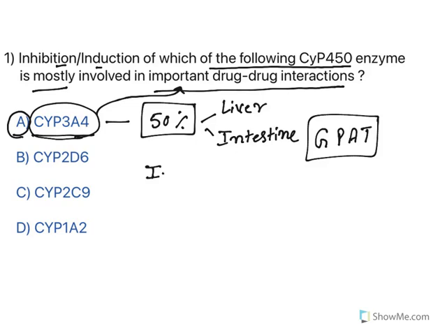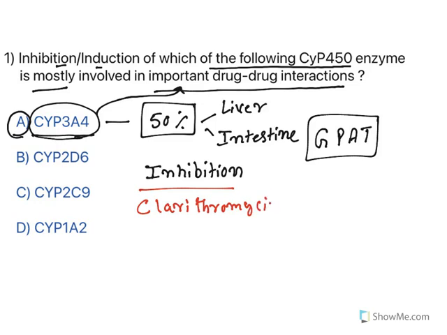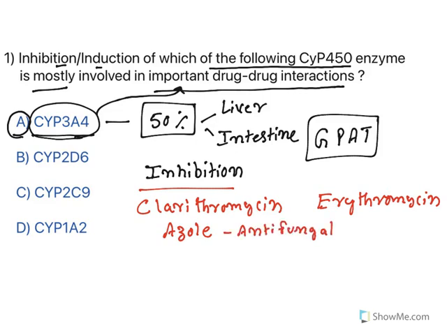Now, these enzymes can be inhibited by some of the drugs. Drugs which are popular inhibitors are clarithromycin, which is an antibiotic. Similarly, erythromycin. Both of them are antibiotics which are responsible for inhibition of this family. Along with this, you have azole antifungals. Azole antifungals will also inhibit this particular family of enzymes.